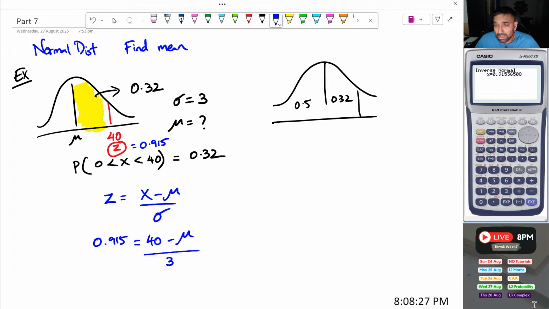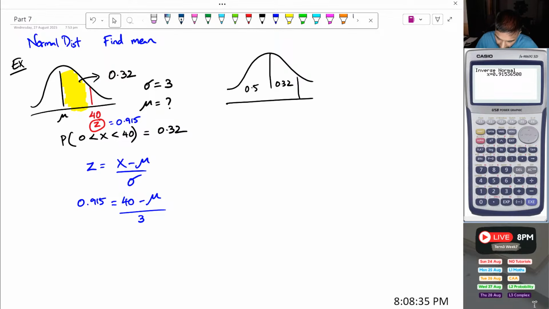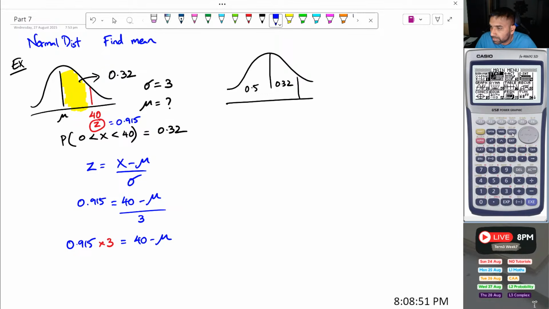Now, if you are comfortable rearranging with algebra, which I will show you, I'll also show you how to do this in the calculator, so you have both methods to go with. The first thing I'm going to do is take that 3 to the other side, and it becomes 0.915 multiplied by 3, and that's equal to 40 minus the mean. So in my calculator, I have 0.915 multiplied by 3, which is equal to 2.745, and that's 40 minus the mean.